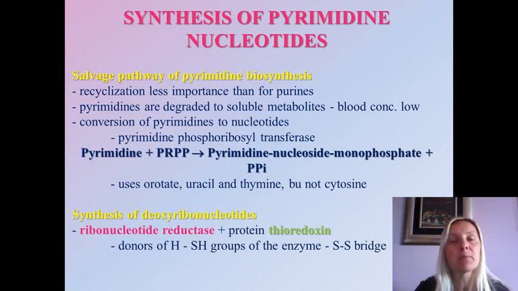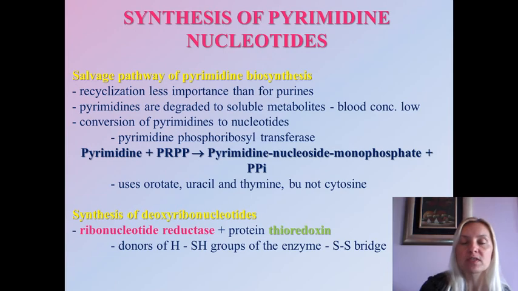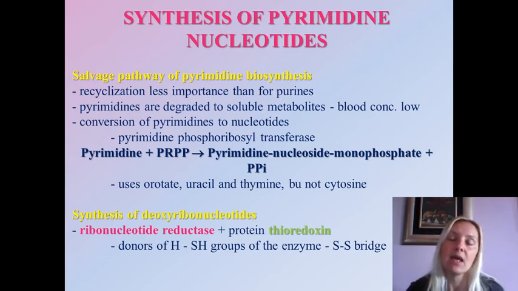But it's still possible, and pyrimidines can be converted to nucleotides, and the enzyme is pyrimidine phosphoribosyltransferase. So any of the pyrimidines, the orotate, uracil, or thymine, can undergo reaction with PRPP to form pyrimidine nucleoside monophosphate. But cytosine cannot undergo this salvage pathway.